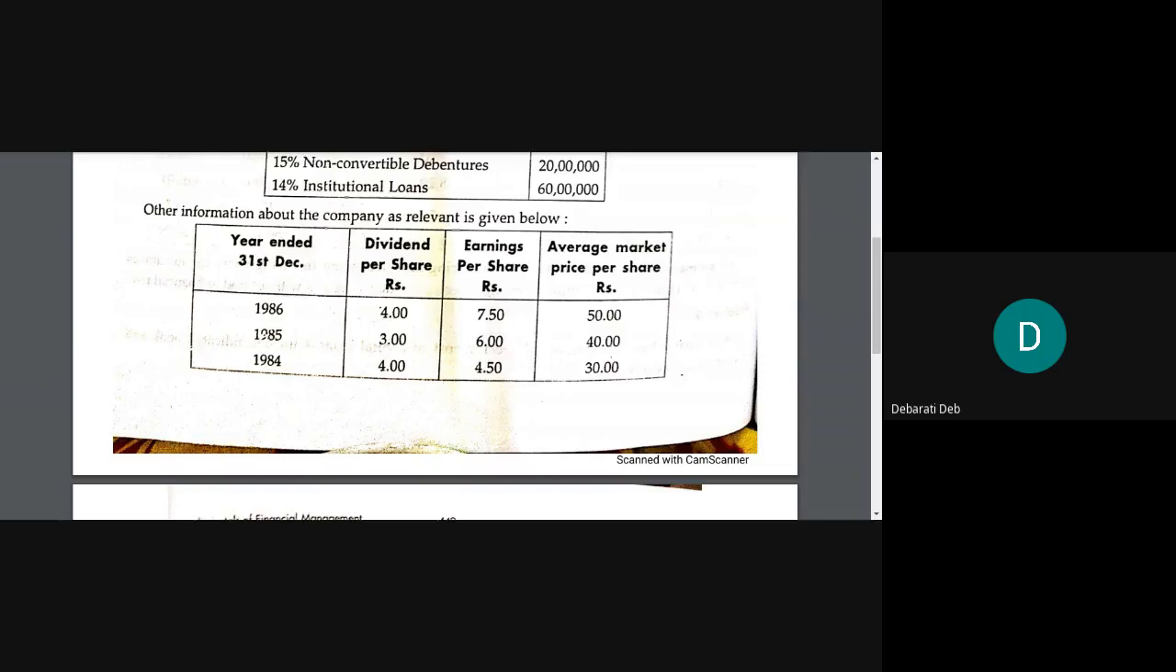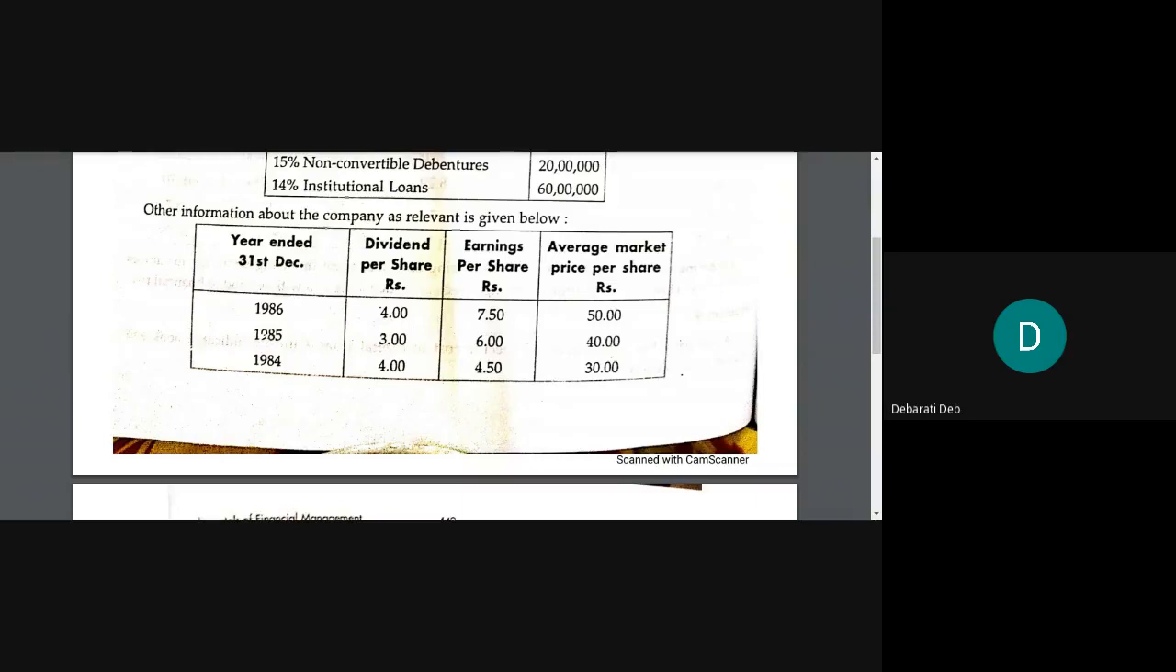Although in case of earnings per share, it can be seen it is somehow constant, but you see in case of dividend per share, the growth rate is not the same. It was 4 in 84, again it decreased to 3, there was no growth, then it increased to 4. So there is an irregular growth, irregular dividend movement, right?